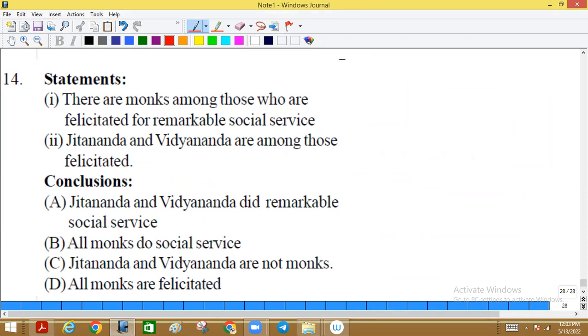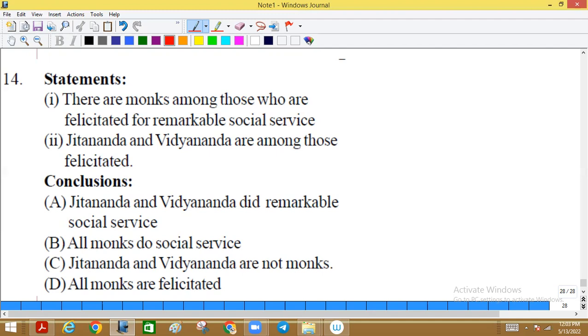There are monks among those who are felicitated for their remarkable social service. Felicitated means సన్మానించడం, for their social service. Jitananda and Vidyananda are among those felicitated. Now see the conclusions. Jitananda and Vidyananda did remarkable social service.